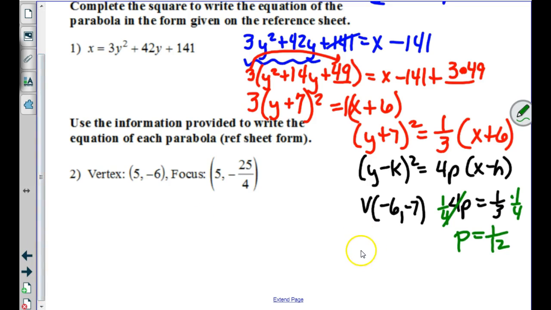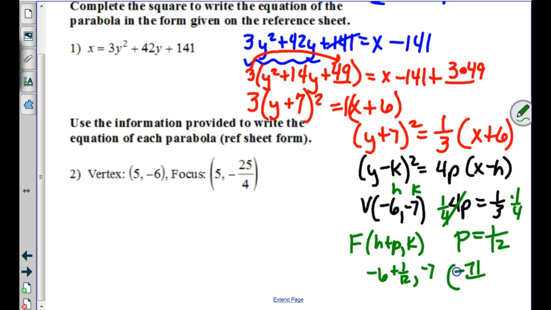I guess we could do focus and directrix, but this is h and this is k. It was a y squared, so it's opening sideways. So the focus is h plus p comma k, which would be -6 plus 1/12. Can anybody do that with a math enter? -71/12. Yeah, and then, can I just stop?